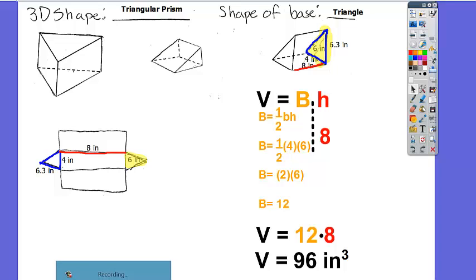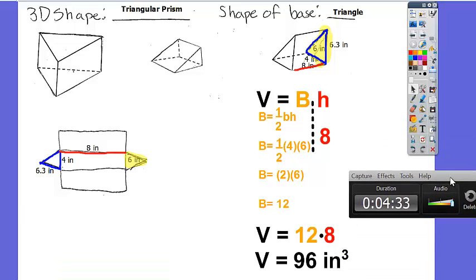So that is it. That's how you find volume of prisms. You have learned how to find volume of prisms in the grades before. This isn't anything new. And so tomorrow you'll move on to other shapes.